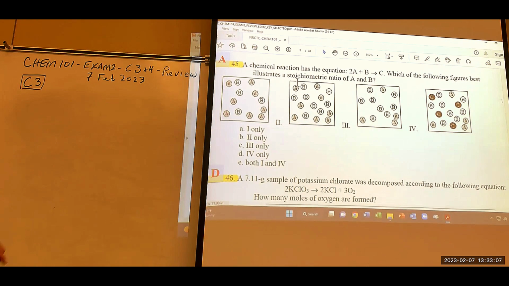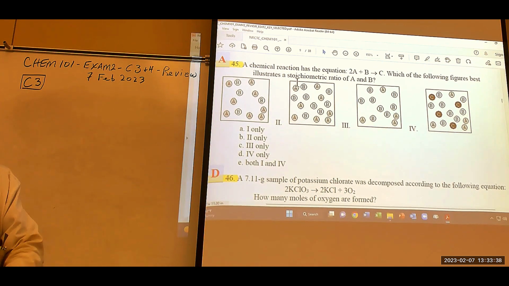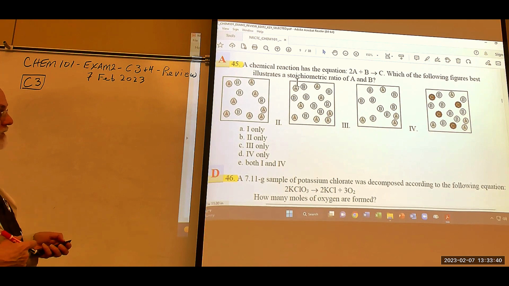Okay. 45. A chemical reaction has an equation 2A plus B, you'll see. So you need to find the right ratio of A and B. Stoichiometric ratio of A and B. You need two A's for every B. Right. So what I read this as is this is before the reaction occurs. What's the stoichiometric ratio before the reaction occurs? That means you won't have any C in there.